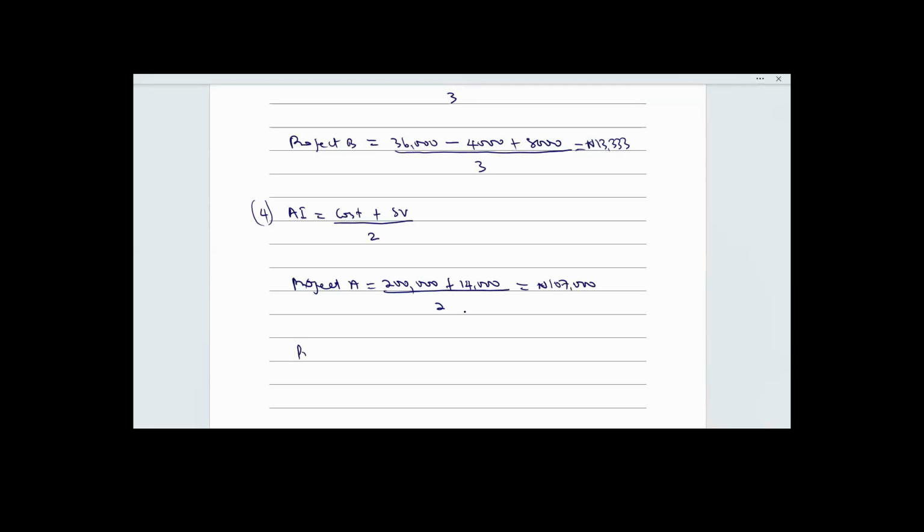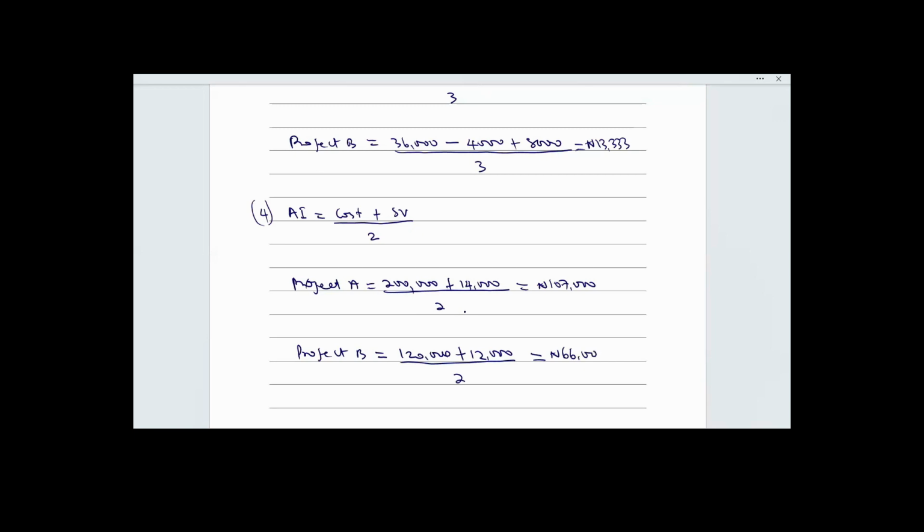Then for project B, equal 120,000 initial outlay plus scrap value of 12,000 divided by 2, equal 130,000 divided by 2, that's 66,000 naira.